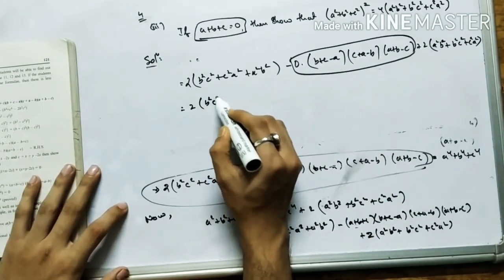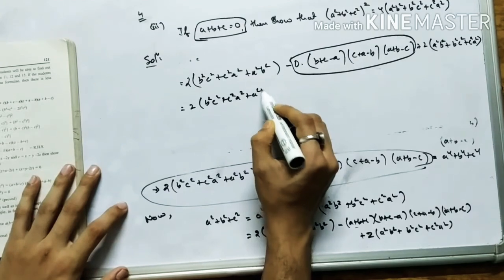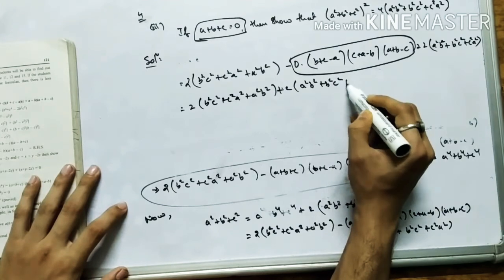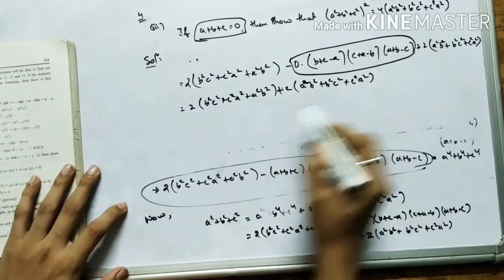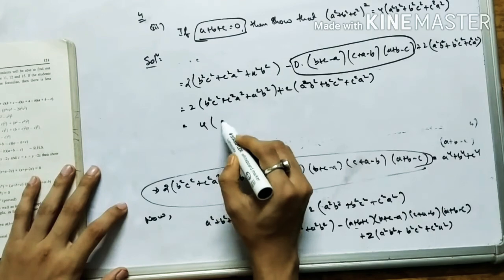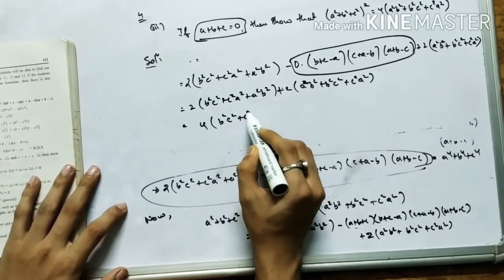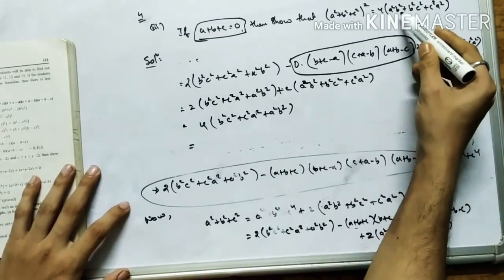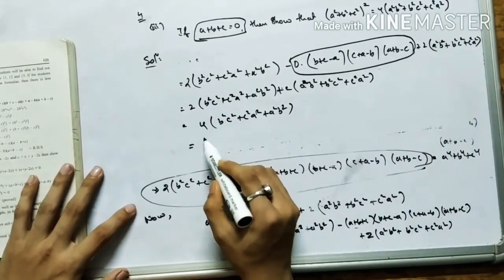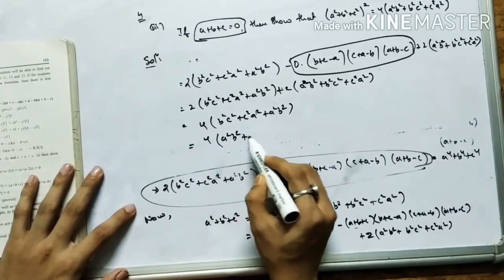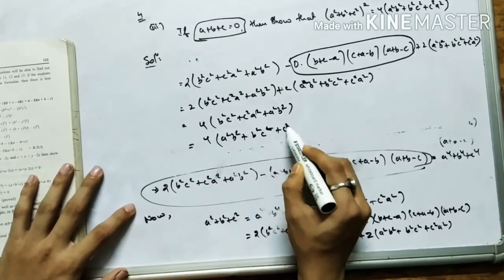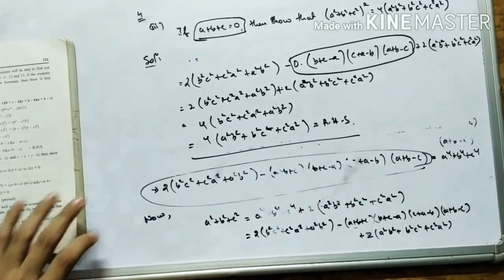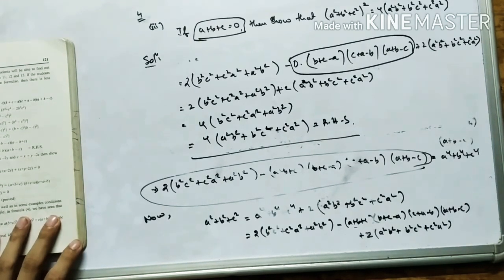Ultimately I will get twice (b square c square plus c square a square plus a square b square) plus twice (a square b square plus b square c square plus c square a square). Understand? So this one ultimately I will get 4(b square c square plus c square a square plus a square b square), which is equal to RHS. This one is our proof. Okay, this one is proved.